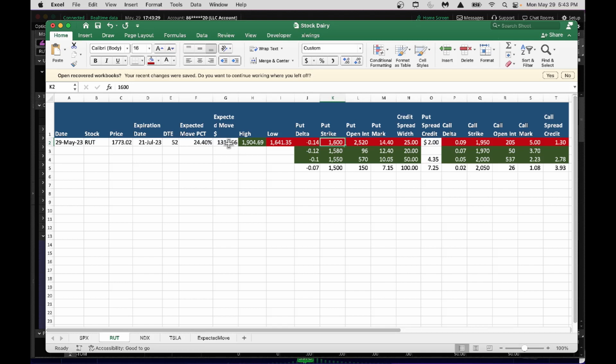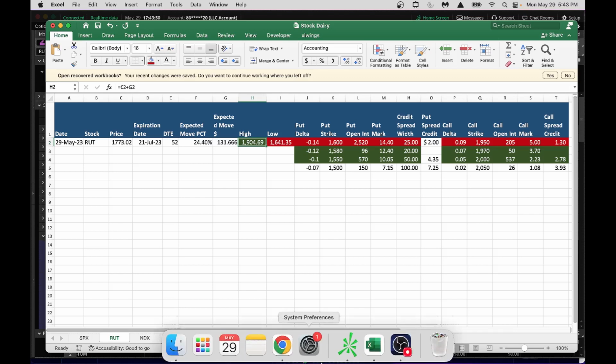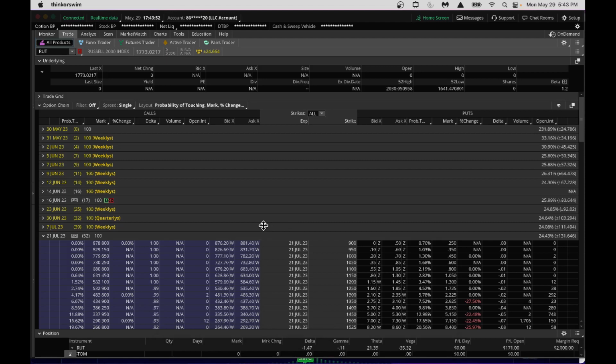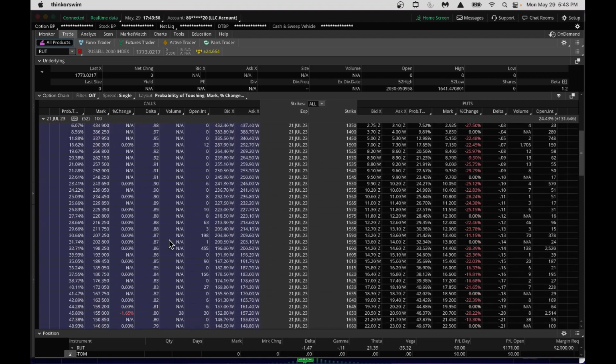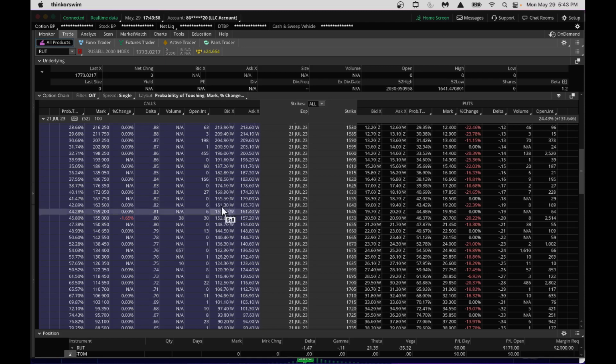On the call side, especially if you're selling some iron condor, you've got to go above 1904 here. Look, around delta 9, the strike price is around 1950. It's well above the high range of the expected move. That's where you can sell if you're doing an iron condor. So now we'll go back to our Thinkorswim here. Look, we have the expected move here. We looked at our levels, and for the put side here, we'll go here.